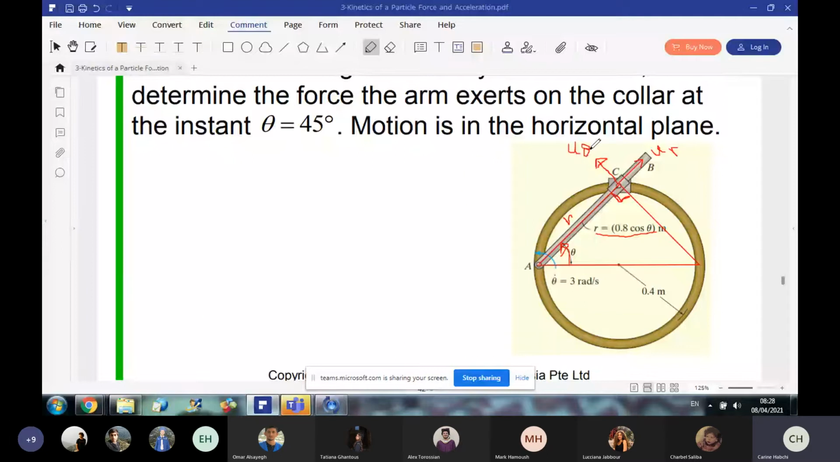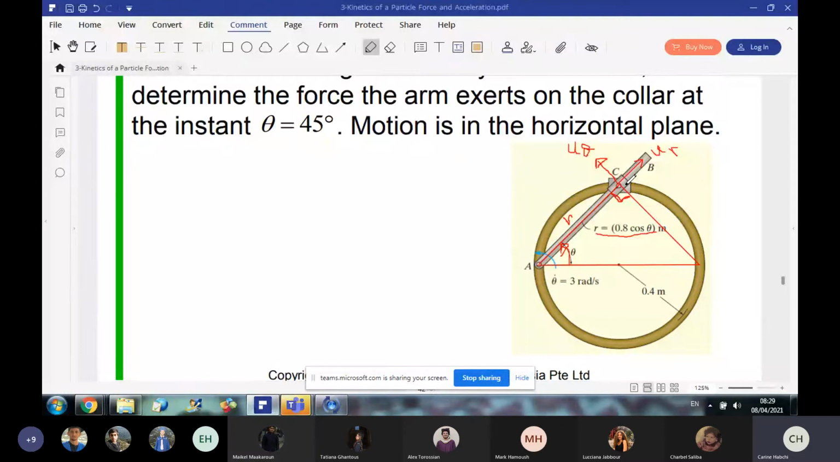Okay. Now, once I have represented my vectors, the second step is to draw my forces. What are the forces acting on the collar C, on the double collar C? Who will tell me? What are the forces acting on C? The weight and the reaction of the collar. Exactly. We have the weight.